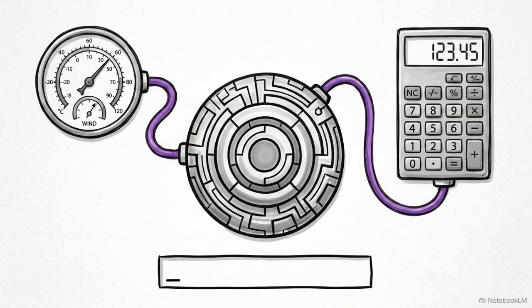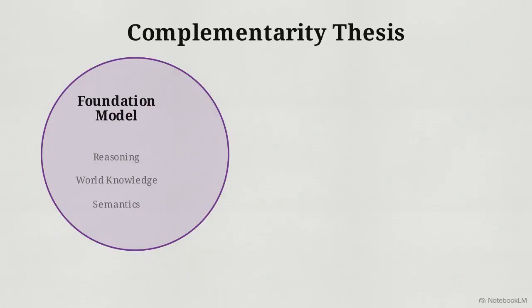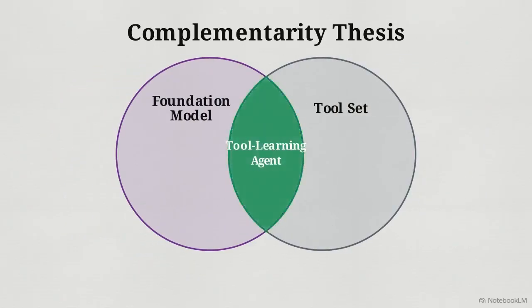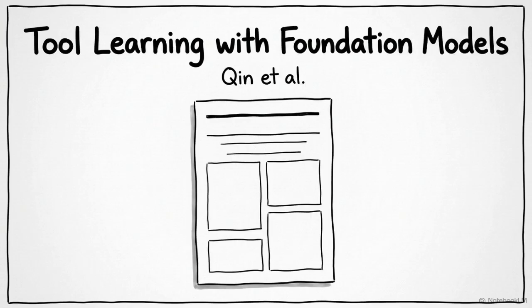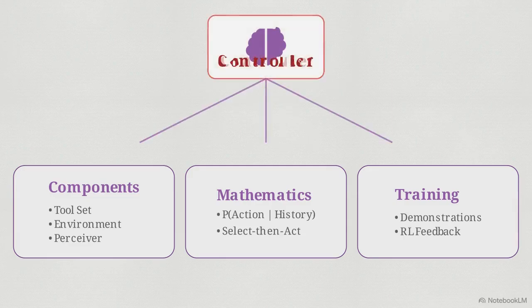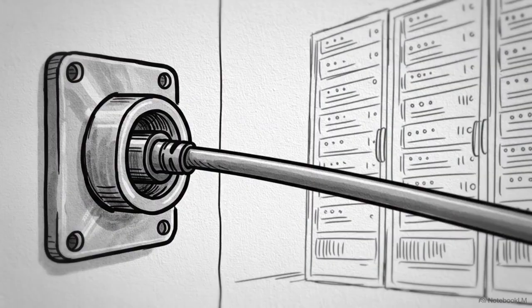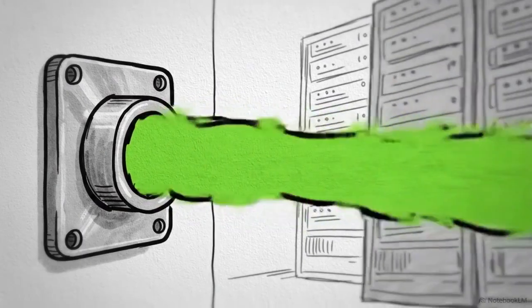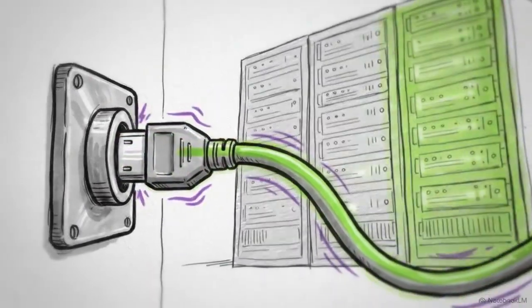direct its own execution. This is the complementarity thesis. The model provides the reasoning, and the tool provides the accuracy. By combining them, you resolve the structural weaknesses of both. A 2023 survey by Qin and colleagues organized these systems into a single taxonomy. They define the components, the mathematics, and the training streams required to turn a foundation model into a controller. Tool learning provides the mechanism needed to ground a text generator in external environments, allowing it to perform verifiable actions.